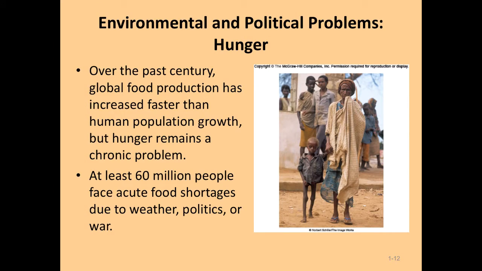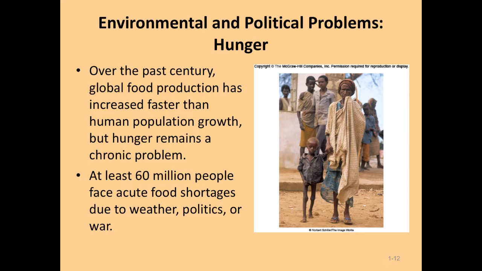Now, of course, there's also a lot of problems other than environmental issues that plague this earth. It says here, over the past century, global food production has increased faster than human population growth. However, even though that's the case, we still see hunger as being a huge chronic problem. And of course, the word chronic means that it's a long-term problem.